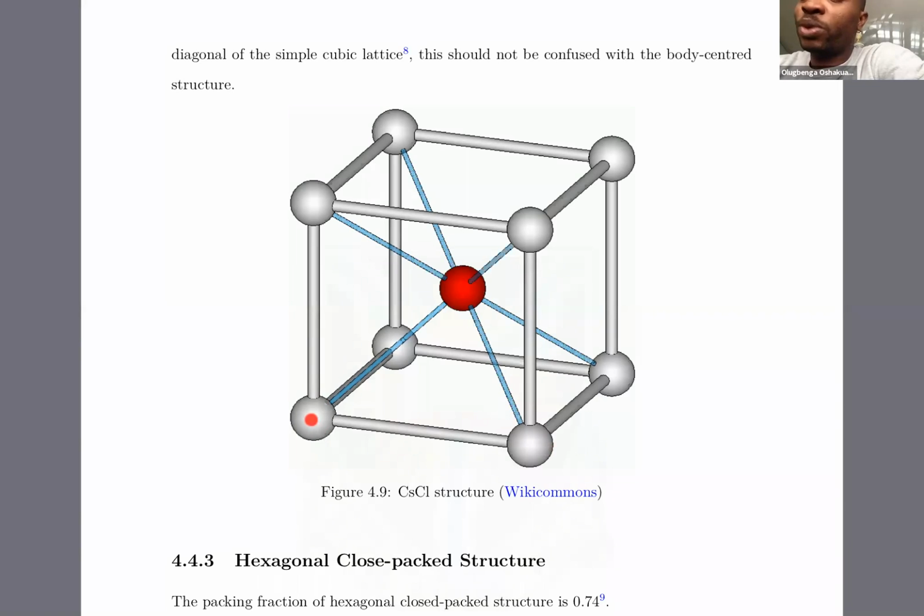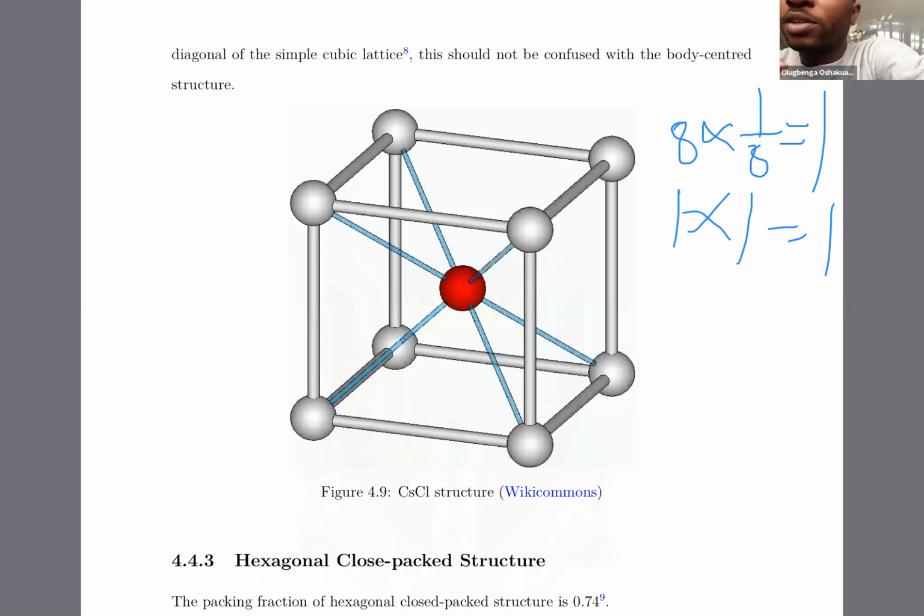So in the cesium chloride structure, there is no wrong way. We can take the ash ones to be our cesium and the red one to be our chlorine. We can also take the ash ones to be our chlorine, while the red one is the cesium. How many ash balls do we have in this cube? Easily we can say 8 times 1 over 8, meaning we have 1 ash ball. How many red balls? We have 1 times 1, which is 1. So in this cube, we have a cesium ion and a chloride ion.